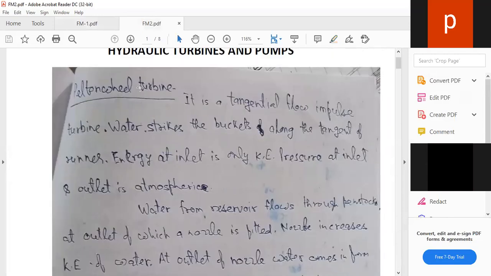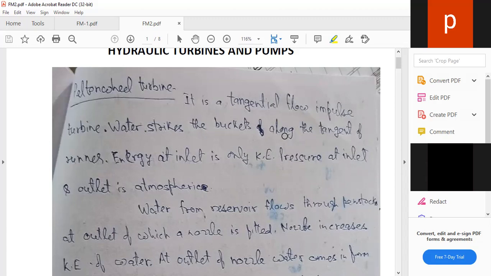Now we will see the Pelton wheel turbine. I told you that Pelton wheel is a tangential flow impulse turbine. Tangential flow means water moves in the direction tangent to the runner. And impulse turbine means at the inlet of turbine we are having only kinetic energy and pressure remains constant. So Pelton wheel is a type of tangential flow impulse turbine.